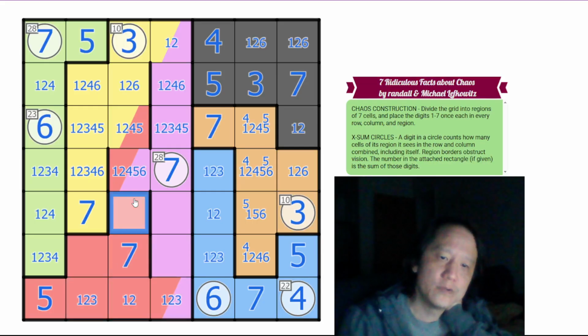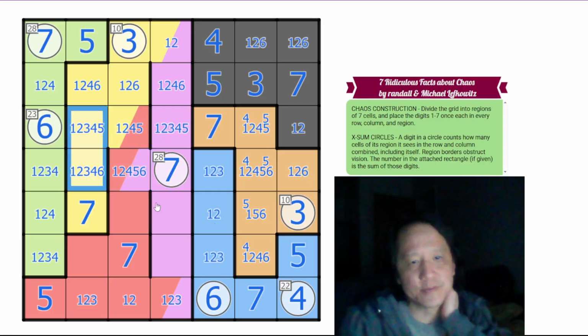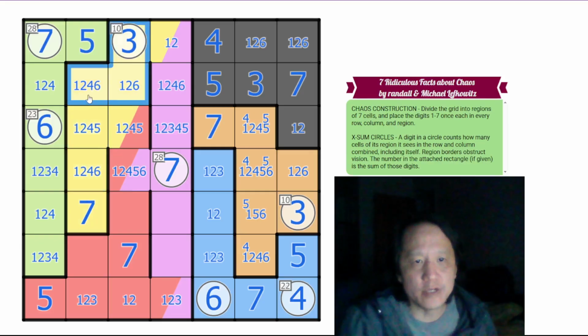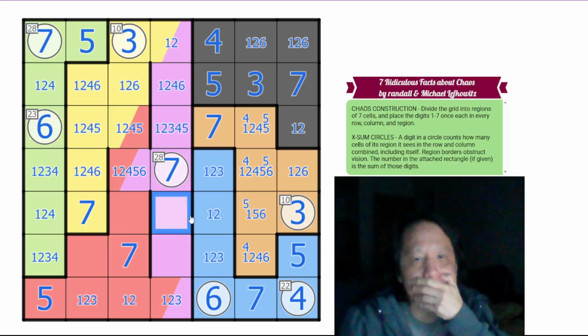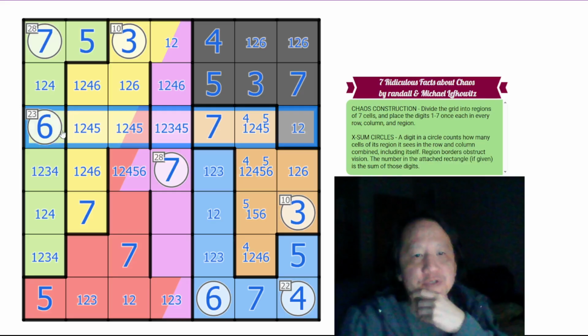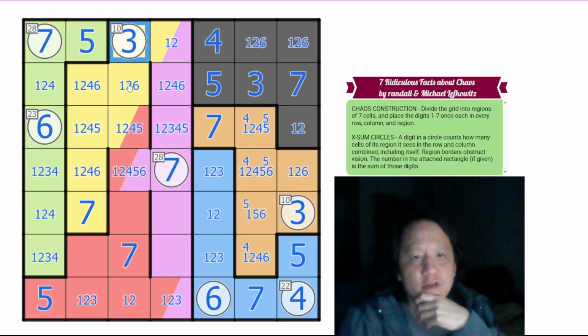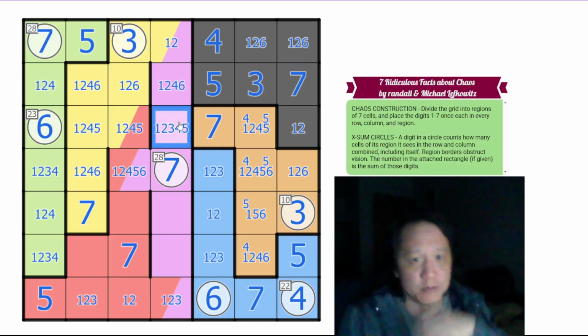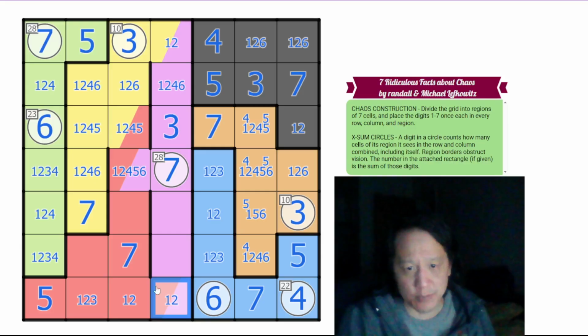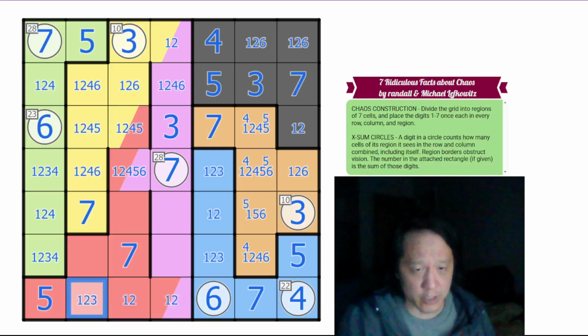Okay, so 3 cannot be here because of 3 in the region. Where is the 3 in row 3? Cannot be here because of the 3 in the region. This is a 6. This sees that 3 there. This already has a 3 in a region. This has a 3 in a region, so this must be a 3 here, which means this cannot be 3. This is a 1-2 pair, which eliminates 1 and 2 in the rest of the row, so that's 3.